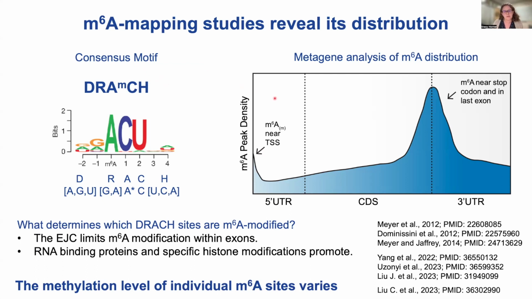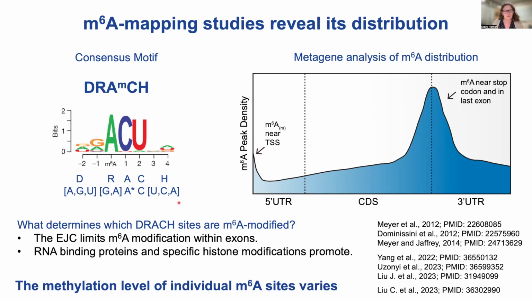And then we can also make what we call a metagene plot of M6A distribution over a typical RNA molecule. And it would look something like this, where the M6A peak density appears to be enriched near the end of the gene or near the stop codon on the last exon. And there's also this peak over here, and that actually is due to a different modification called M6Am, which cross-reacts with the M6A antibody. It has a 2' methylation, so it's a little bit different.